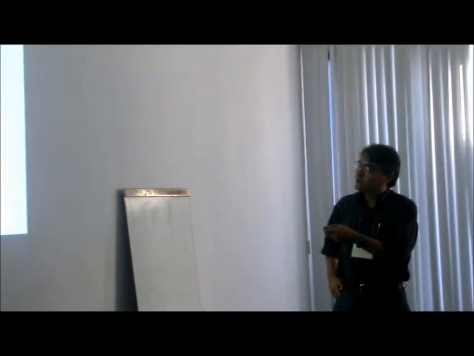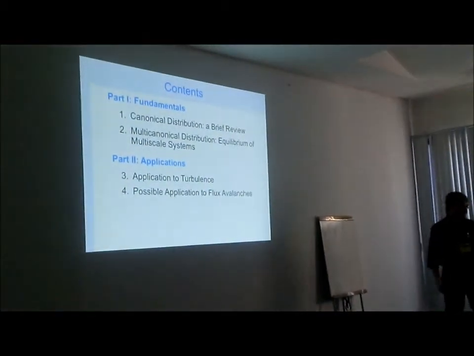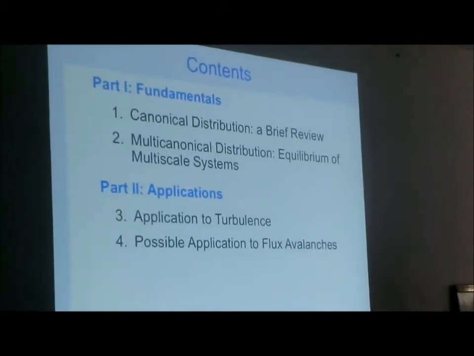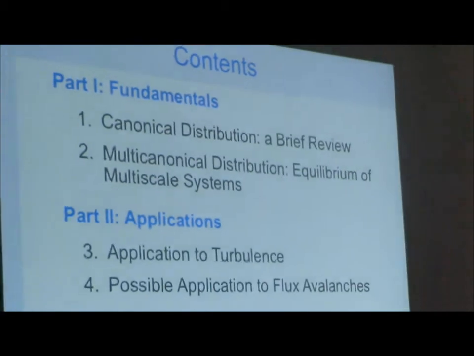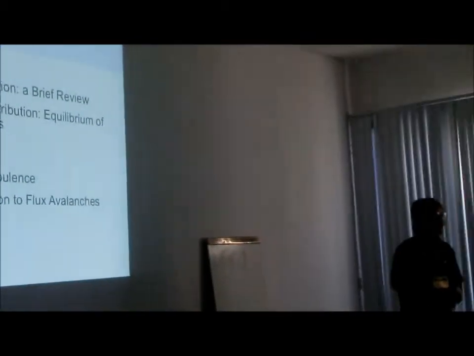So the goal here is just to put things in context, give a very brief overview of what the canonical formalism is in equilibrium statistical mechanics, to understand where it may fail, in which circumstances it should be valid, and in which circumstances it should not.